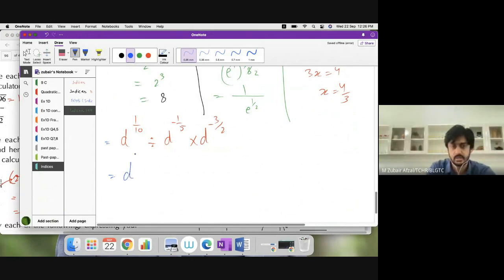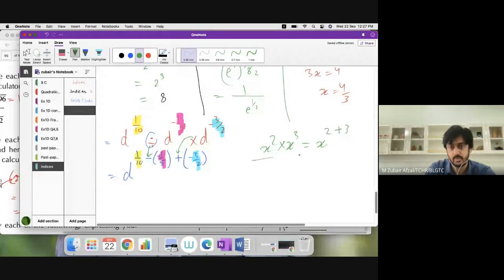Copy D. This is 1 by 10, and because of this division sign, I'm writing minus 1 by 5, and because of this multiplication sign, I'm adding the third part. Son, it is only being copied. 1 by 10 came from here, minus is coming from here, and the third thing is this. Now where is the plus coming from, where is the divide coming from? Because of divide, minus came, because of multiply, plus came. What do we do when we multiply? x2 into x3, we do x raised to 2 plus 3.